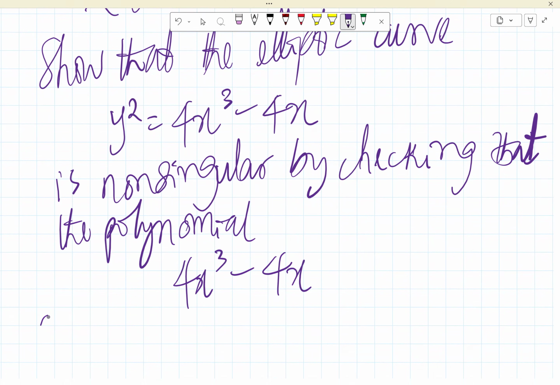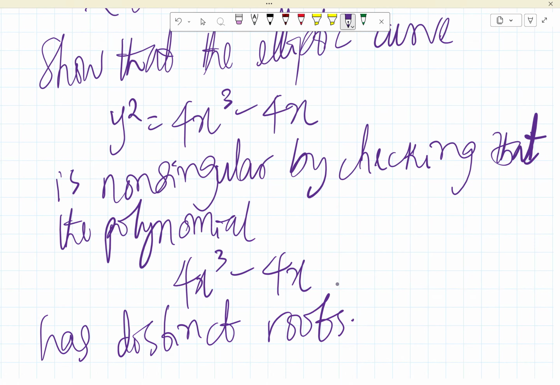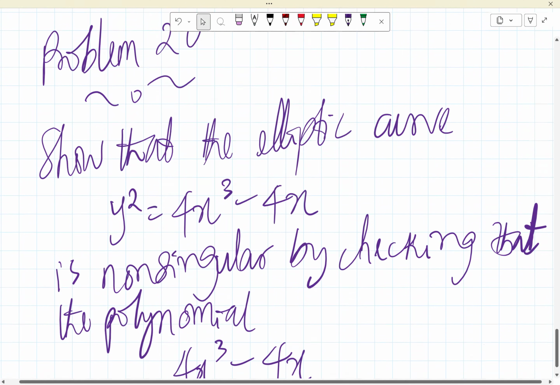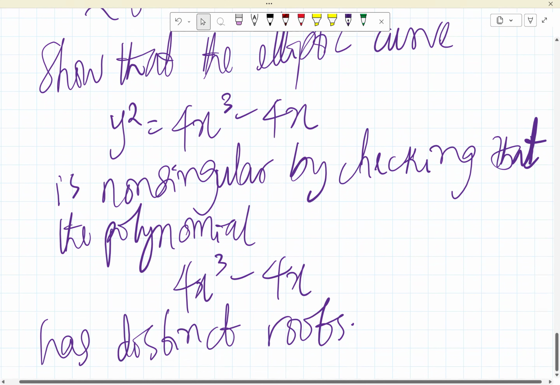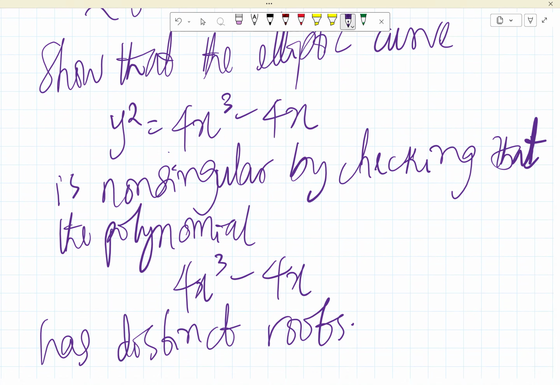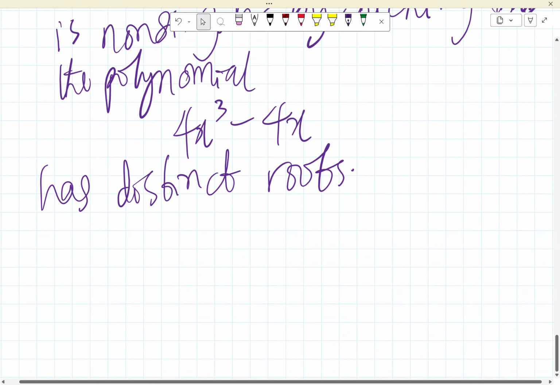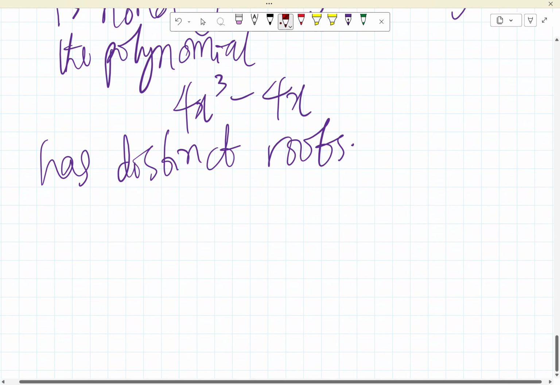That polynomial has distinct roots. So this is a question again. Show that the elliptic curve y squared equals 4x cubed minus 4x is non-singular by checking that the polynomial 4x cubed minus 4x, this same polynomial here, has distinct roots. So let's go for that now.